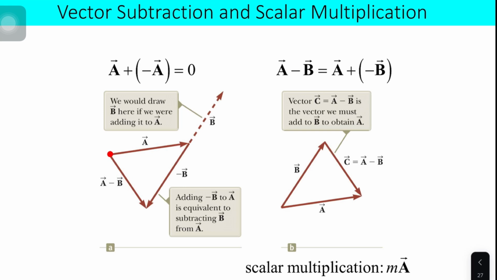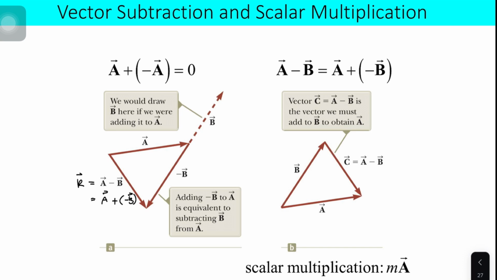So from the tail of the first vector to the tip of the second vector is your resultant. So here we have the resultant vector equivalent to A minus B or A plus negative of B. This is the same thing. Now take a look at this diagram. If we want to have C equivalent to A minus B, what does that mean? To have A, we have to add C to B. That is going to produce A.